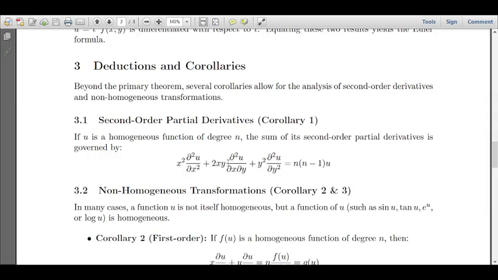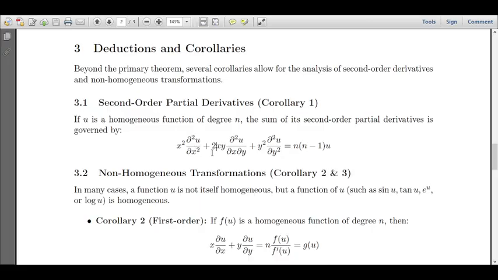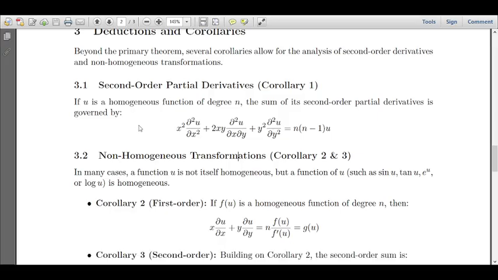And this is the second order partial derivative with respect to x and y, and these are the products of independent variables and the corresponding second order partial derivatives, right? This sum, the sum of the products of the independent variables x and y and the corresponding second order partial derivatives, equal to n into n minus 1 into u. And same here, n is the degree of the homogeneous function f of x y.